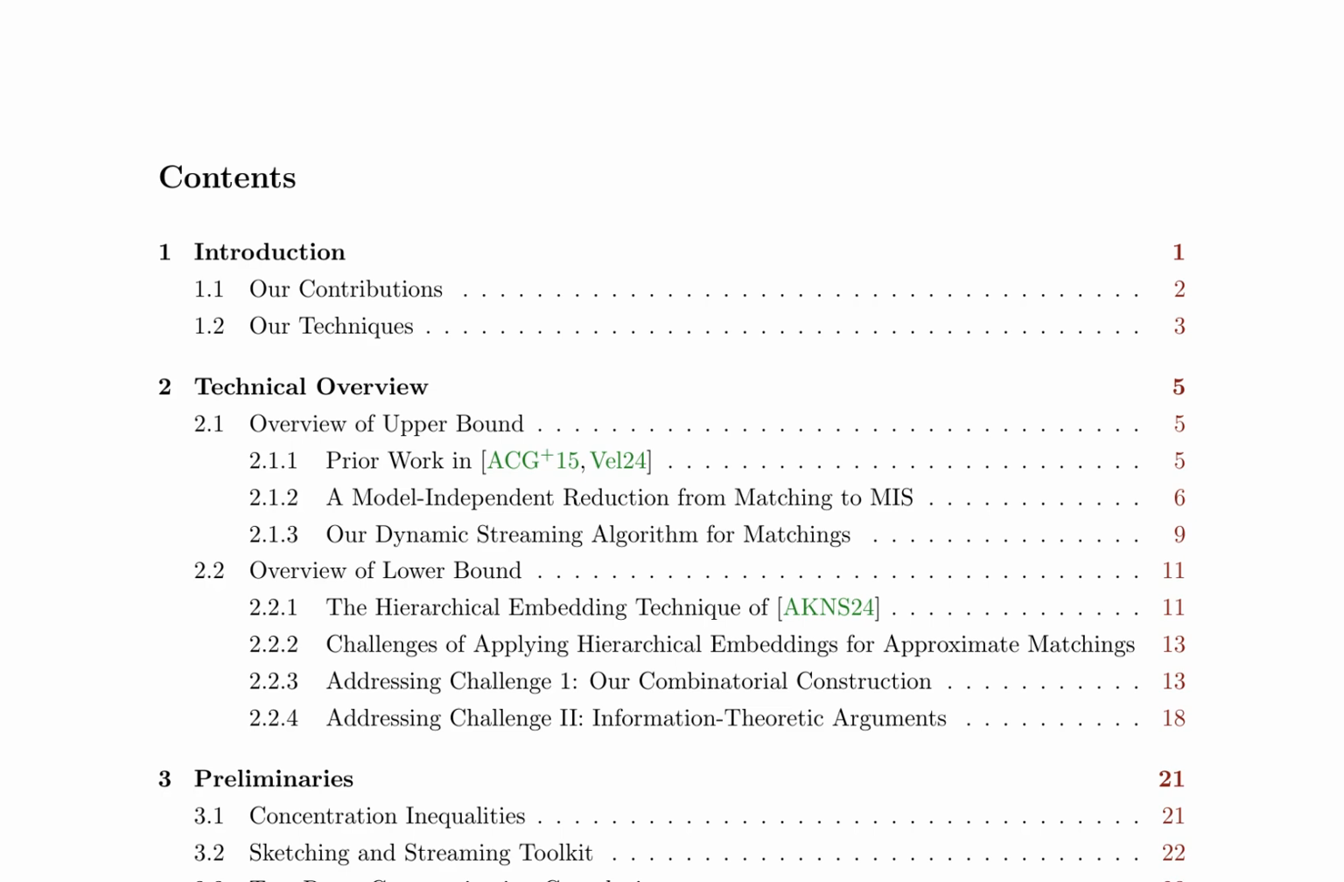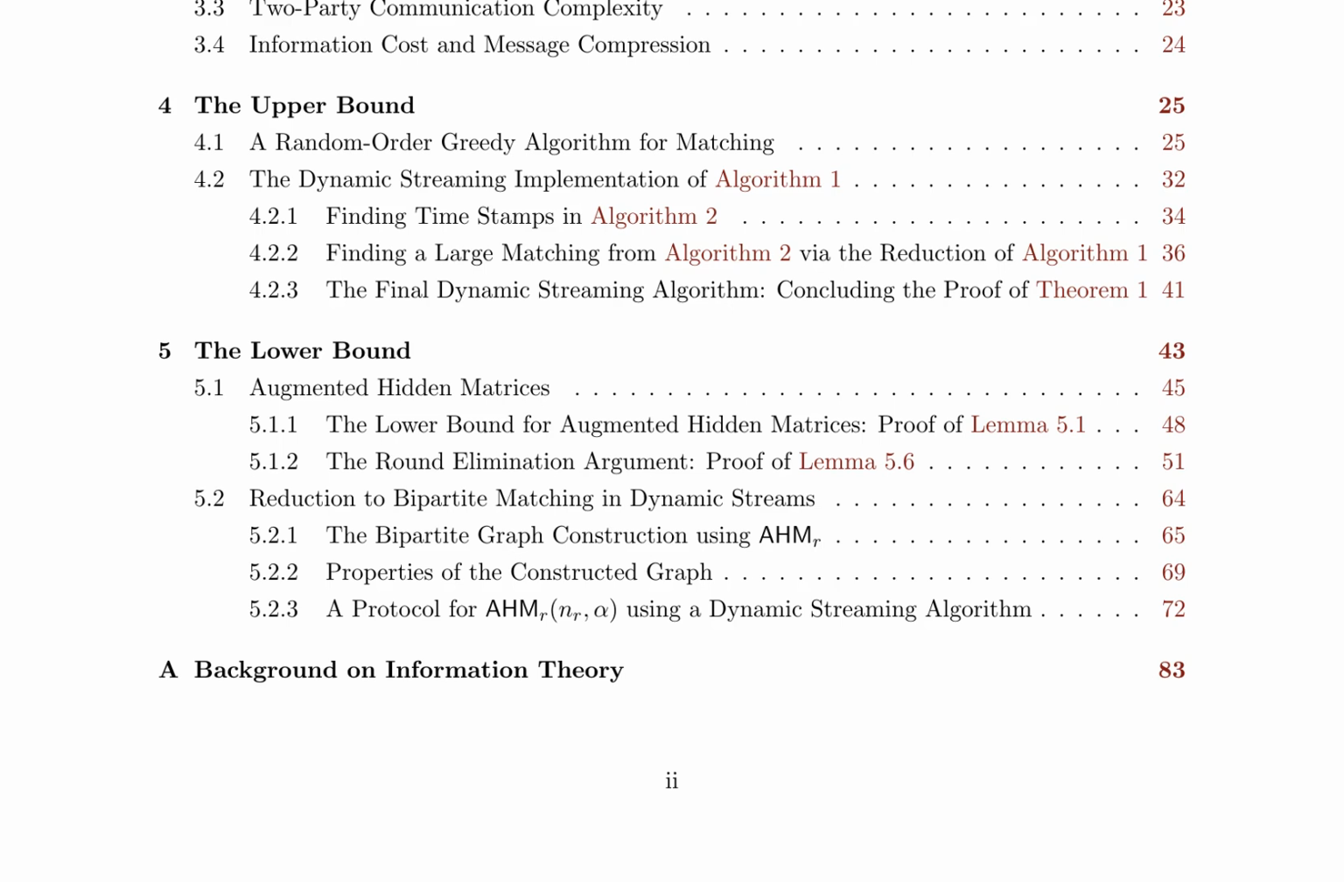The paper begins by covering essential background material, including concentration inequalities, sketching and streaming toolkit, two-party communication complexity, and information cost and message compression. These tools are crucial for understanding the subsequent sections where the upper and lower bounds are formally presented. The upper bound section describes a random-order greedy algorithm for matching and its dynamic streaming implementation. This algorithm can be used to find a large matching in the streaming model, thereby achieving the desired upper bound.